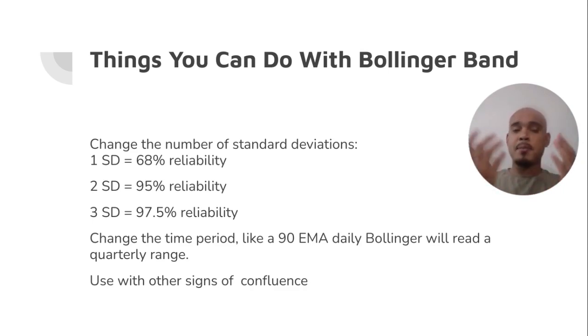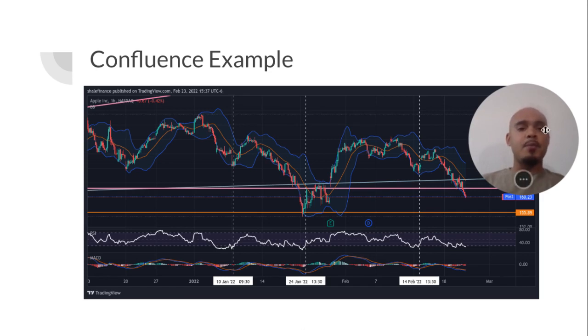What I'm saying is you can change the period of the Bollinger Band so that you can find where price will lie in a given time period. So if you're looking quarterly, I'd probably set it at like 64. It'll show you where price will remain. Say you're on two standard deviations, 95% of the time during that quarter, right? You can use Bollinger Bands with other signs of confluence like we talk about with RSI, MACD, support and resistance lines, etc. But let's look at some Bollinger Bands themselves.